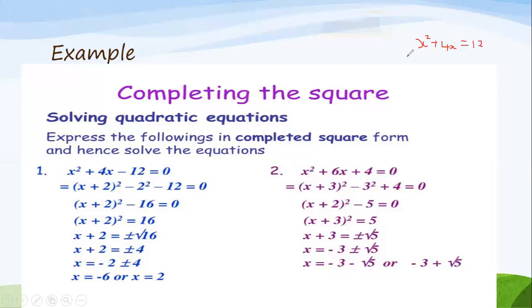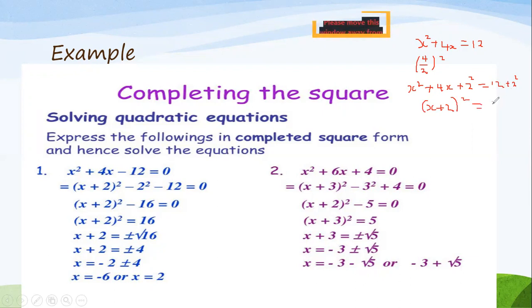Now b is 4, so we take 4 over 2, divide it by 2, then square the answer and add it on both sides of this equation, such that we end up getting x squared minus 4x plus 2 squared equals 12 plus 2 squared. At this step, the left-hand side becomes a perfect square, x plus 2 squared, and this is equivalent to 12 plus 4, that will be 16.